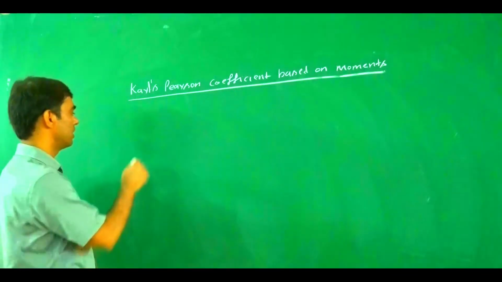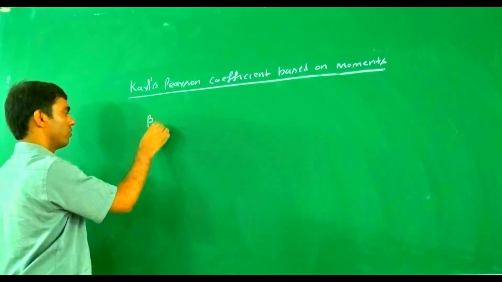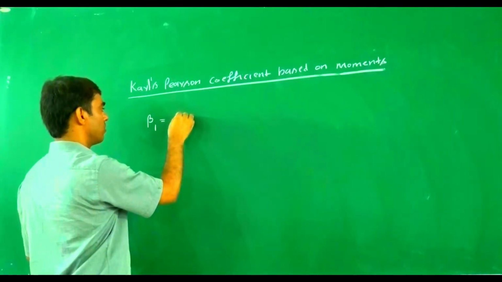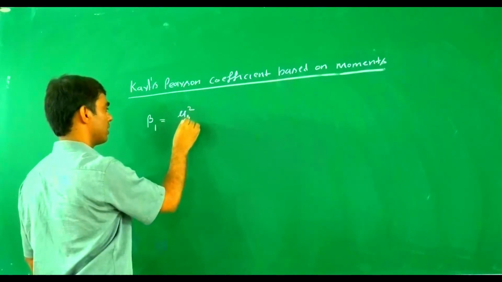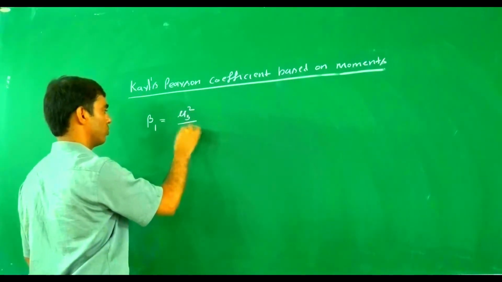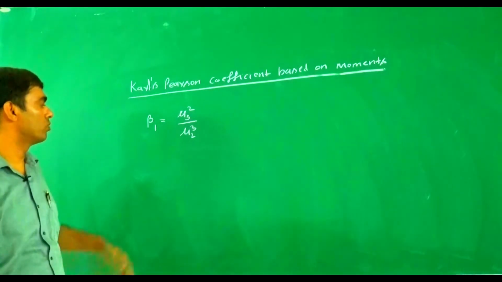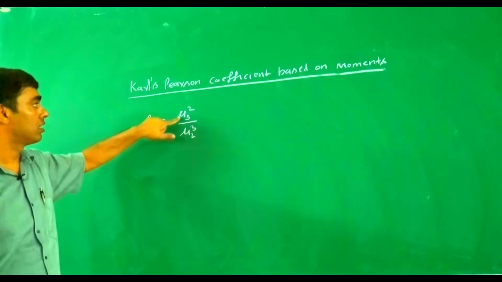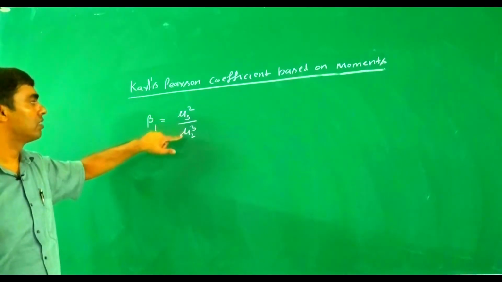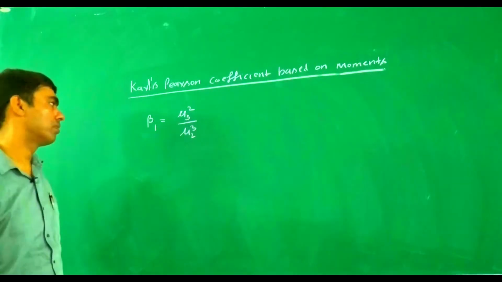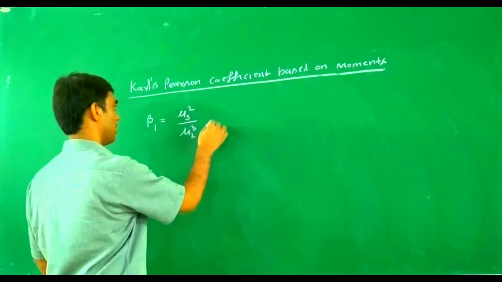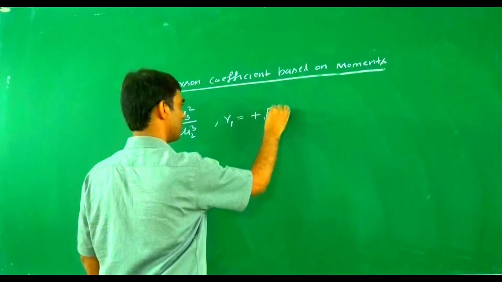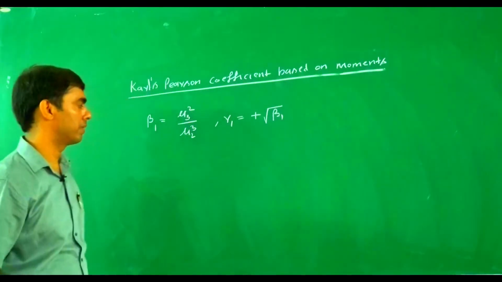So he defined beta 1 equal to mu 3 square upon mu 2 cube. This one is the value for beta 1. Mu 3 is the third moment about the mean, and mu 2 is the second moment about the mean. And he defined gamma 1 equal to the positive value of the root of beta 1.